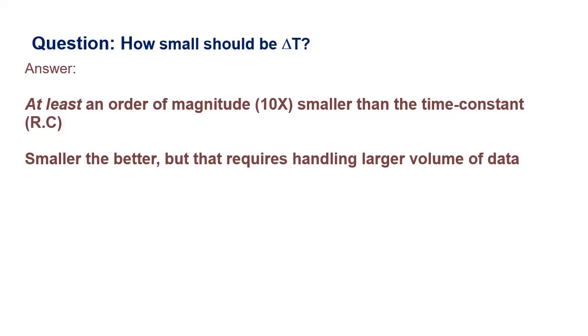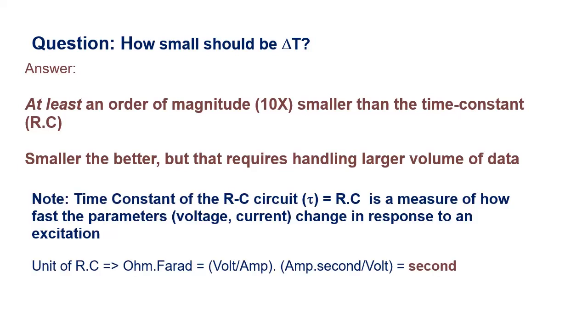Here is a guideline to the selection of delta t. The rule of thumb is to make delta t at least an order of magnitude smaller than the time constant of the circuit. For complex circuits, time constant may be difficult to assess. For such cases, we try to estimate bandwidth from which time constant can be determined.